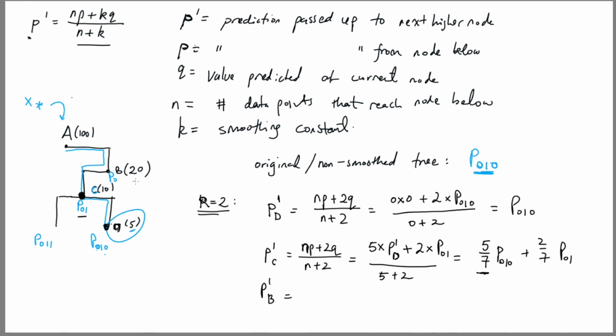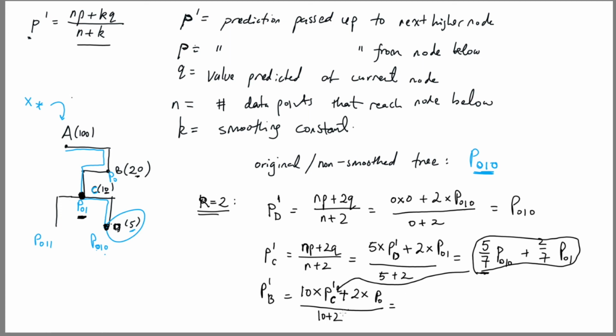And now n is going to be 20 now. Sorry, n is going to be 10 now. It's the number of points in the leaf below, times the prediction that gets passed up. Well, the prediction is not P0, 1. Be careful. It's P prime C plus 2 times Q. Well, the prediction at the current node is P0 over n plus k, so 10 plus 2. Now, if you take this term, which is P prime C, and you plug it into here, and simplify things a little bit, what you'll get is that this is equal to 25 over 42 P0, 10 plus 10 over 42 P0, 1 plus 7 over 42 P0.